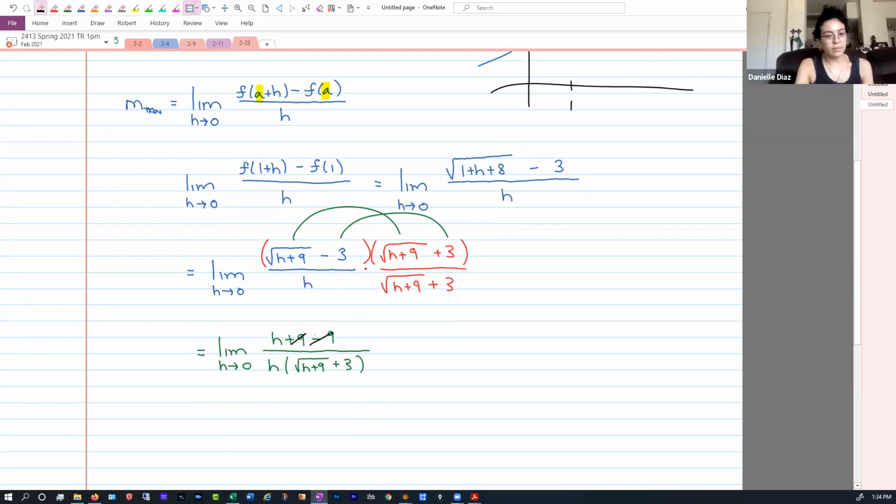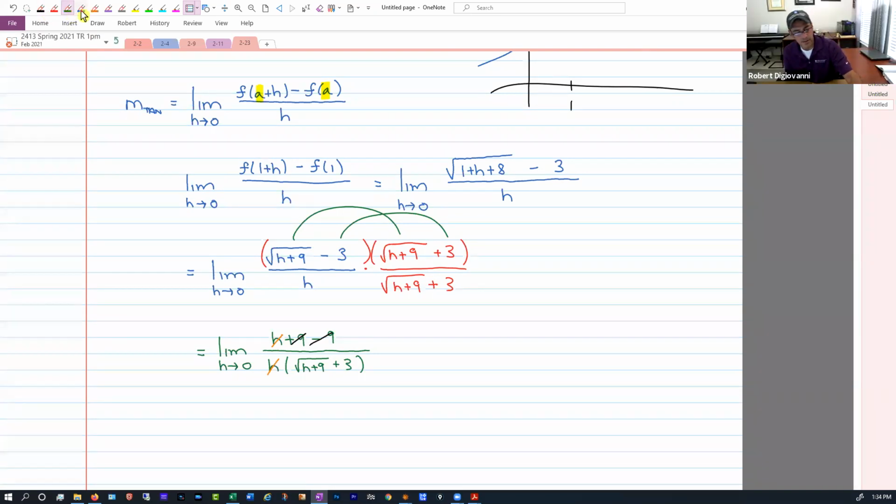Those 9s go away. And now you have an h on top, and you have an h out in front on the bottom. So won't those cancel with one another? So first you get rid of the 9s, and then the next step would be to reduce the h's out. And so I'm left with a limit still. I'm not letting h go to 0 yet. I have a 1 on top, and I have the conjugate on the bottom.